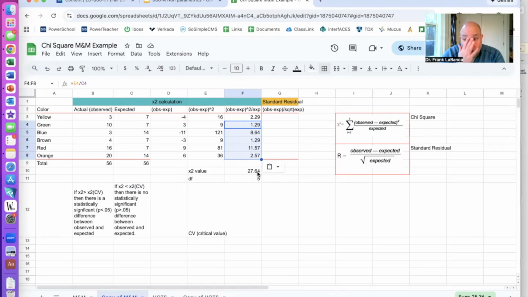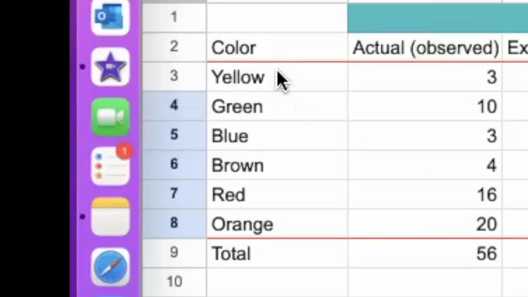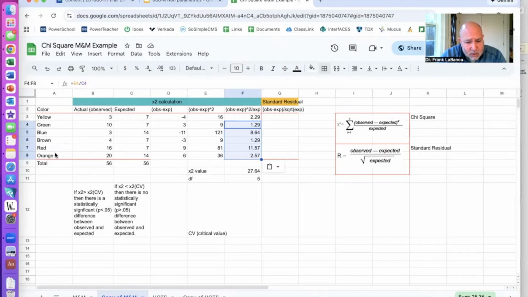Now we need to determine degrees of freedom, and degrees of freedom are basically each row minus 1. So we only have one row on this. We don't have a grid system. So we have a row, 1, 2, 3, 4, 5, 6, 6 minus 1. So we get 6 colors of M&Ms. 6 minus 1 is 5. That's our degrees of freedom.